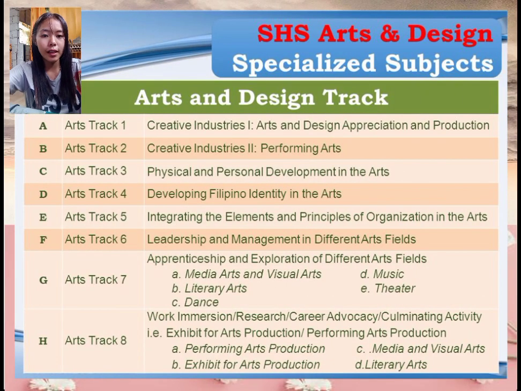We also have the arts and design track. So what are the subjects that are included in the arts and design track? We have Creative Industries 1, arts and design appreciation and production, Creative Industries performing arts, physical and personal development in the arts, integrating the elements and principles, and so on and so forth. You can read this on your screen. So if you want to take the arts and design track, you can be an artist in the future, you can be a designer, you can have your own clothing line if you want to create your own style.